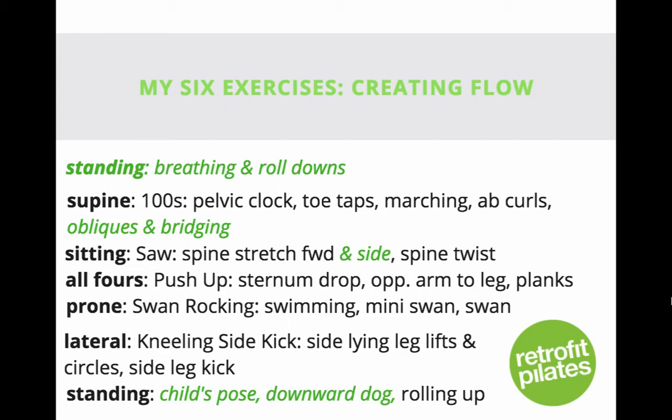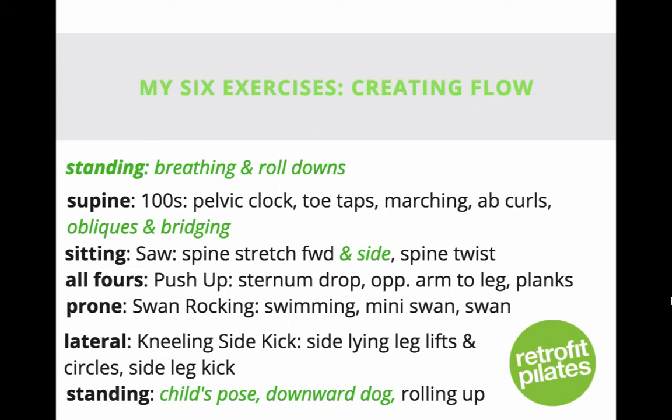Additionally, in the sitting section, I added a spine stretch side. You'll also notice that some of my exercises that I've selected, I've supported with other exercises. So in fact, if you look at sitting, it's spine stretch forward and side and spine twist. Both of those are actual exercises, but they're also the building blocks for saw. And I've already taught them now rotation in my supine section.